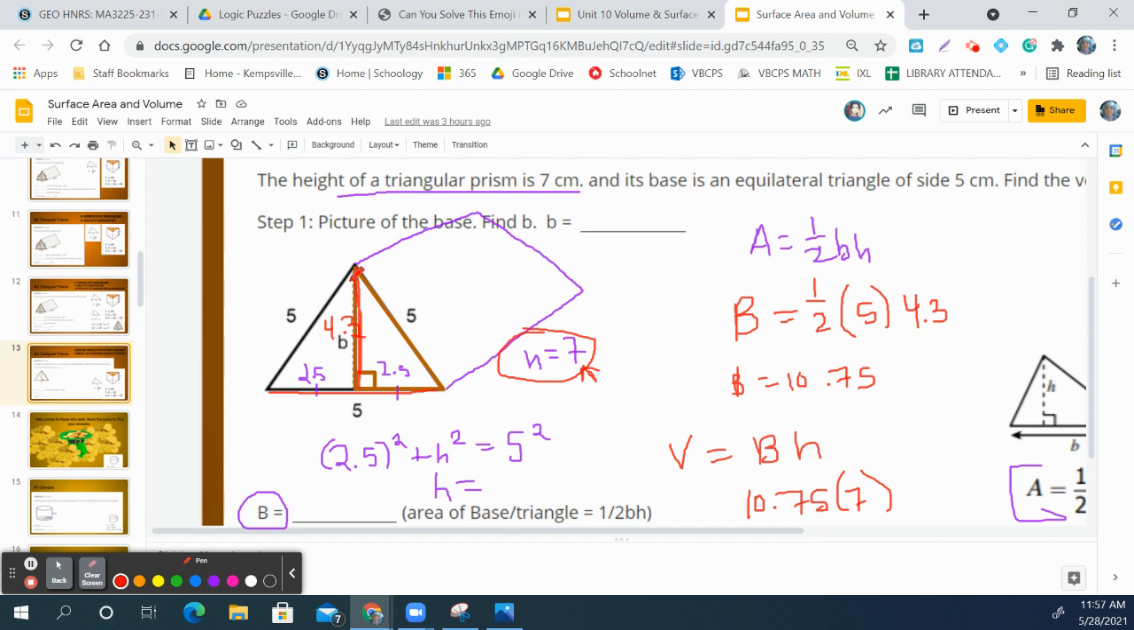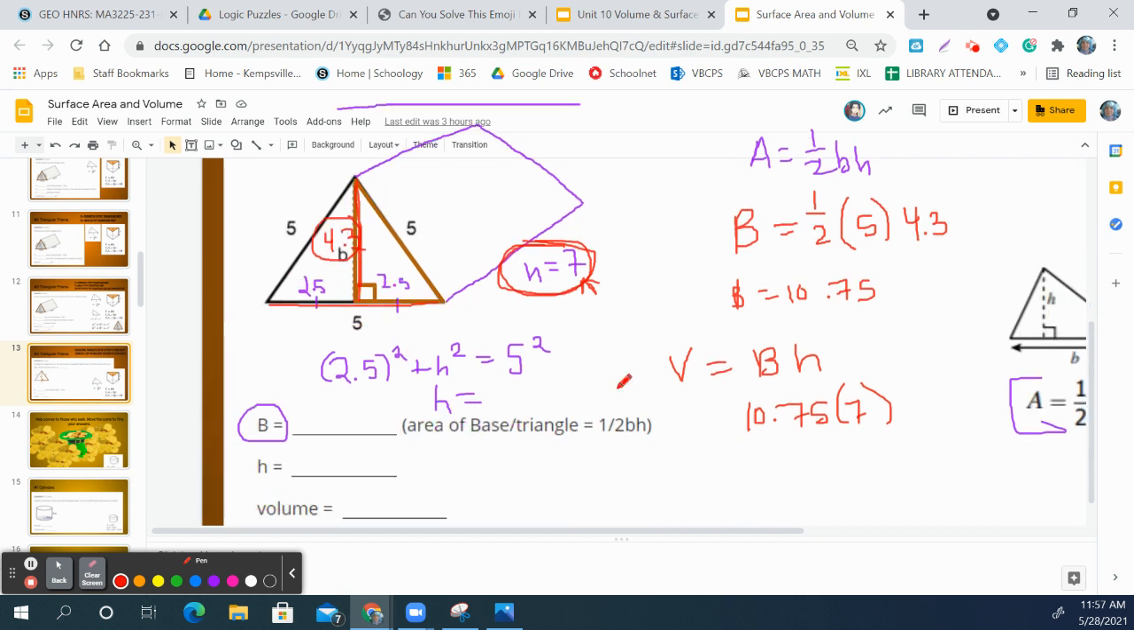So height of the triangle is 4.3. Height of the shape is 7. So you got two heights and they're different numbers. The height of the triangle you found with Pythagorean theorem. The height of the shape is given to you. And then you use the area you found and the height that you were given in order to find the volume of the whole shape. Like I said, these are the toughest ones.